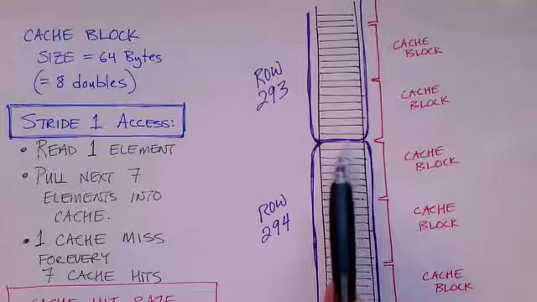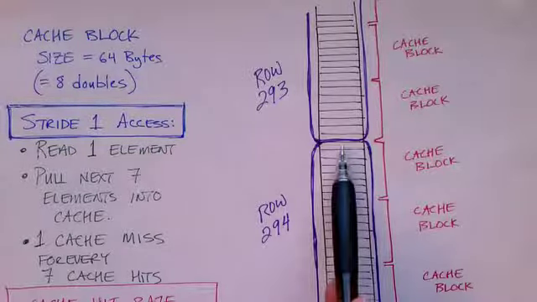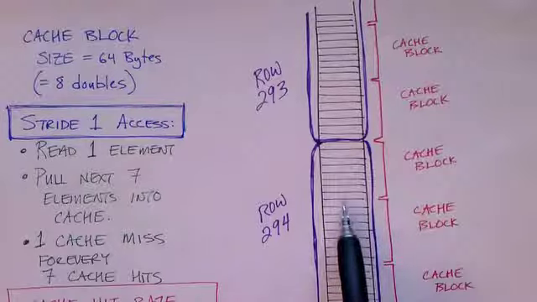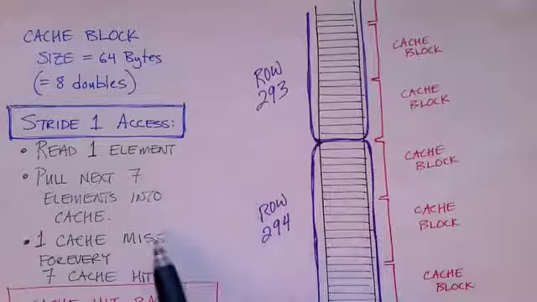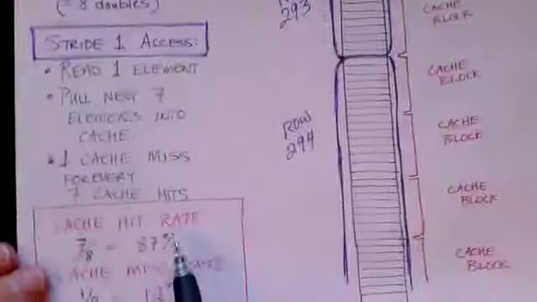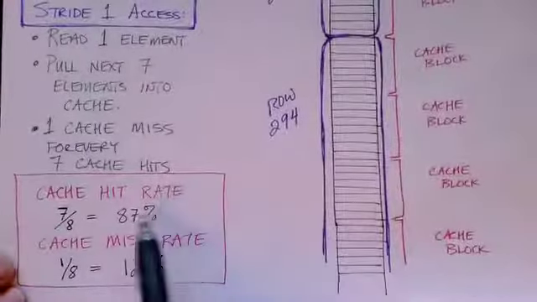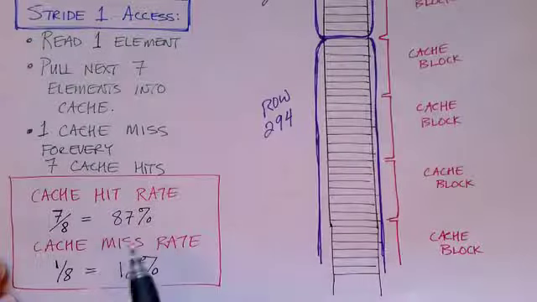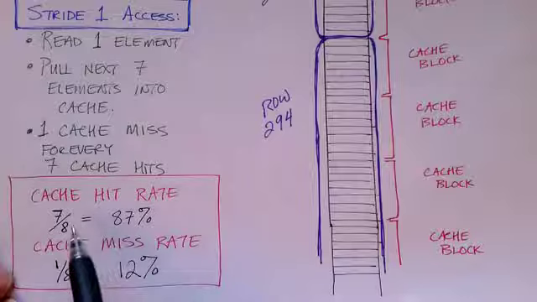So the first element will cause a cache miss because it's not in the cache, and we pull that block in, but the remaining 7 accesses will be cache hits. So we have 1 cache miss for every 7 cache hits. So we can define the cache hit ratio and the cache miss ratio as how many hits we have out of the total number of accesses.